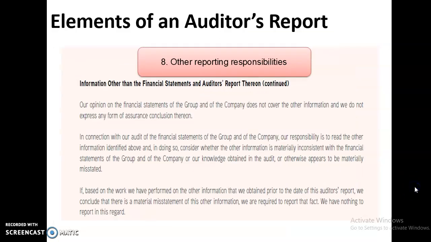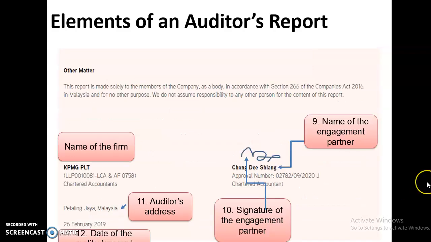Okay, moving on to the next slide. Number 8 is other reporting responsibility. Okay, if we have any other reporting responsibility, we need to state that. And then the last slide with the example of Nestle Berhad Auditors Report.